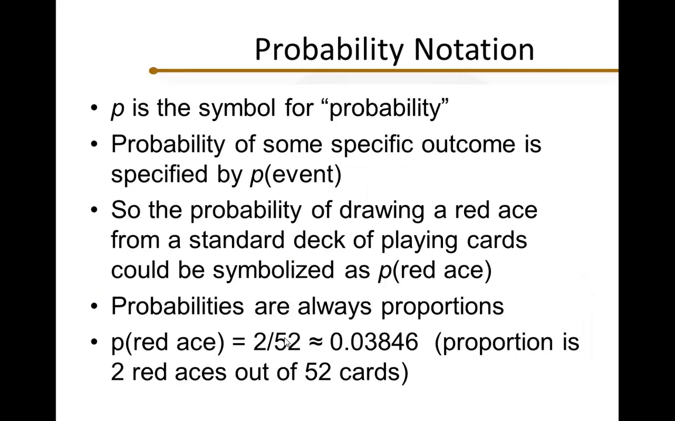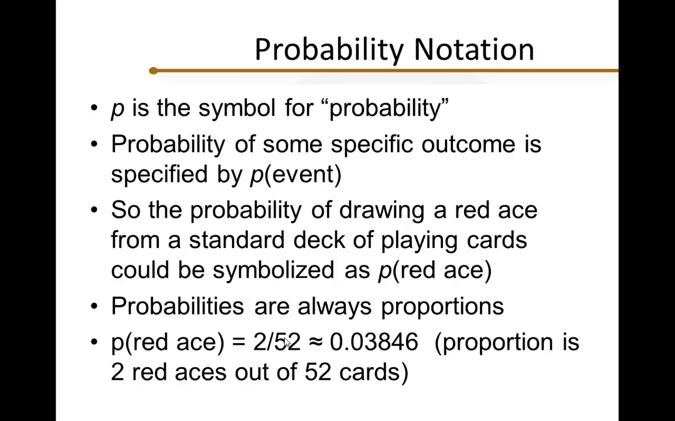A small italicized p is the symbol for probability. The probability of some specific outcome is specified by p, parentheses, event. So the probability of drawing a red ace from a standard deck of cards could be symbolized by p, parentheses, red ace. So what is the probability of pulling a red ace out of a stack of cards? Probabilities are always in proportions.